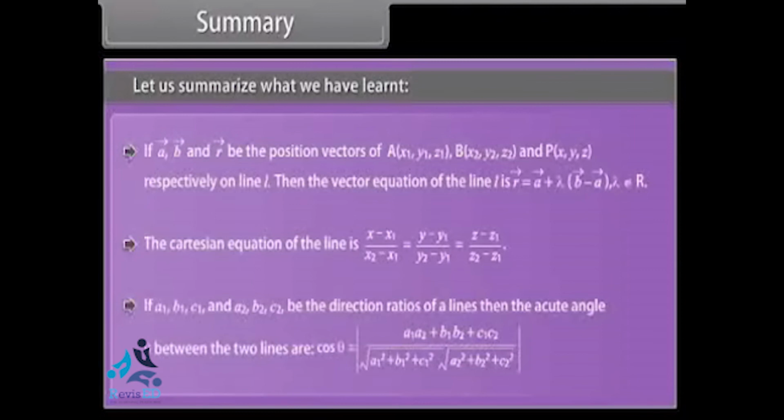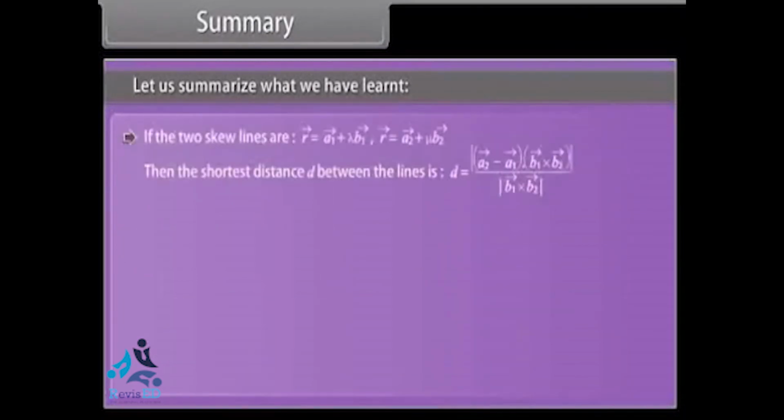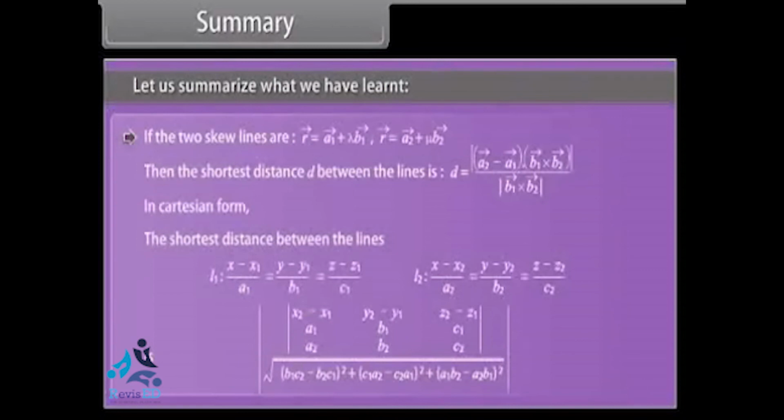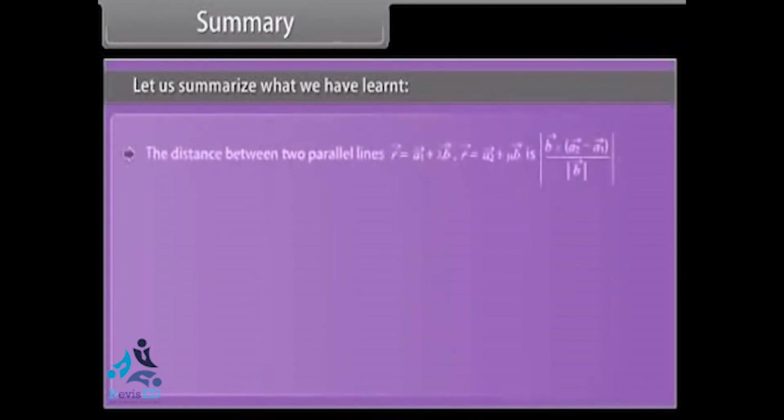If a1, b1, c1 and a2, b2, c2 are the direction ratios of two lines, then the acute angle theta between the two lines is given by the formula. If the two lines are skew, then the shortest distance d between the lines is given by the formula. In Cartesian form, the shortest distance between the lines is given by the formula. The distance between two parallel lines is given by the formula.